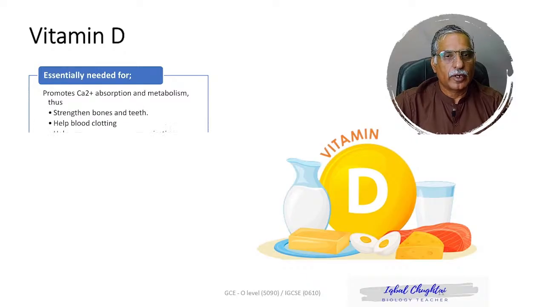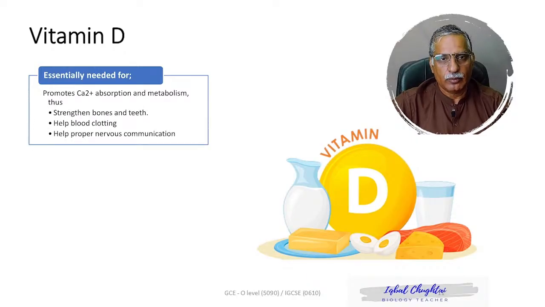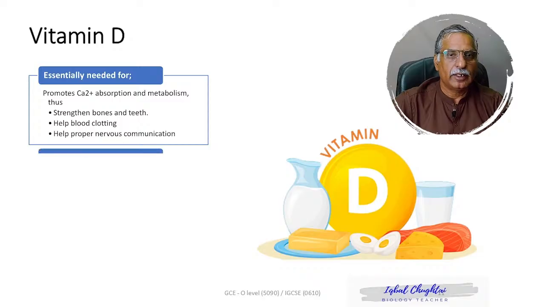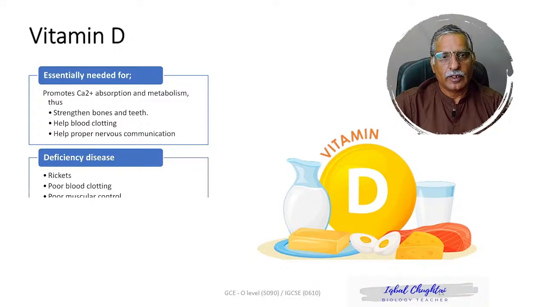Vitamin D also helps in maintaining healthy bones, healthy teeth, healthy nervous communication, and healthy muscular contraction. How? Because vitamin D helps promote calcium ion absorption. So if there is enough vitamin D in our blood, in our body, more and more calcium ion will be absorbed in the body and it will be utilized. But if vitamin D deficiency is there, definitely calcium ion absorption will be reduced.